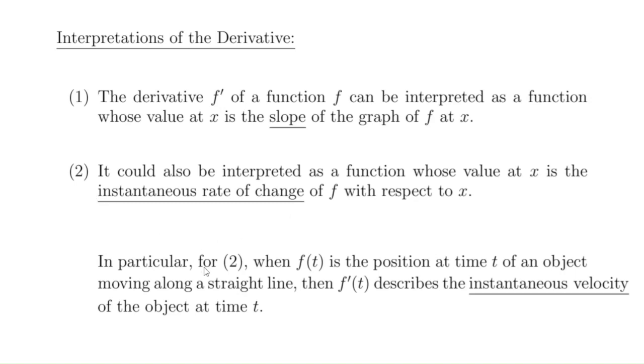And in particular, for this second interpretation, when f of t is the position of an object moving along a straight line, f prime of t describes the instantaneous velocity of the object at time t. And that was really the impetus for how calculus got started in the first place. When Isaac Newton essentially invented calculus, he was using it to describe the laws of motion. He was talking about position and velocity and acceleration. And he needed calculus to really talk about instantaneous velocity. So he essentially invented calculus over one summer. And here we are, like 400 years later, still using it.